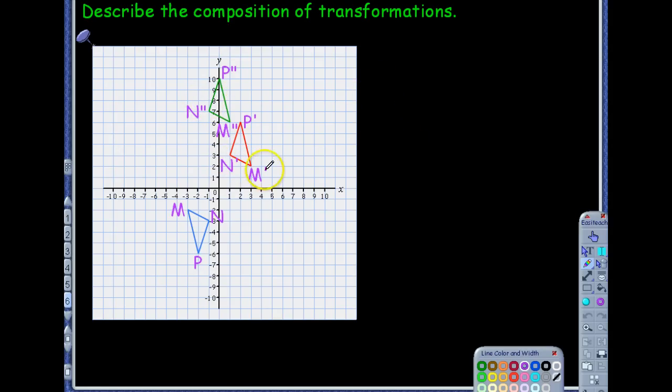Okay. So starting with triangle MNP. What am I going to be doing? If you look at the blue one and the red one, what does it look like I did to get from the blue to the red? Am I just sliding it?